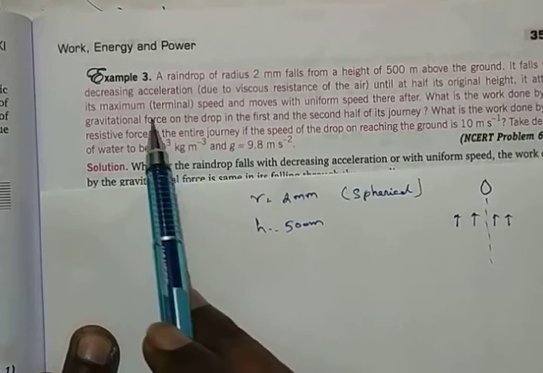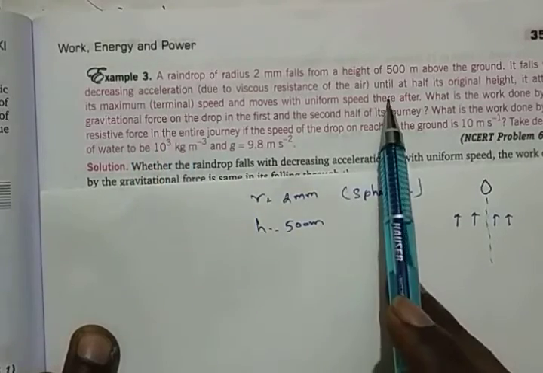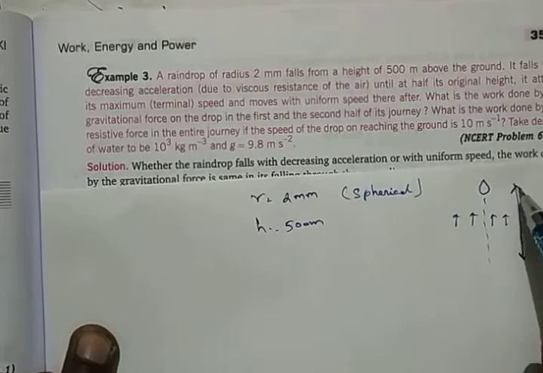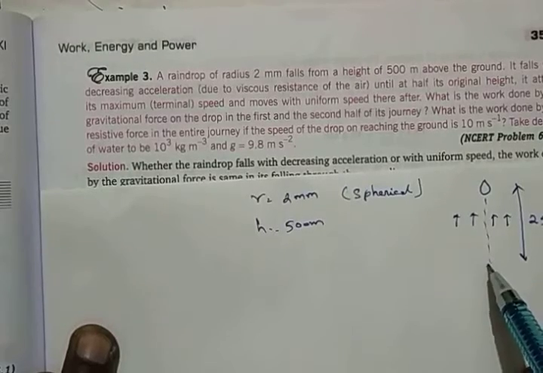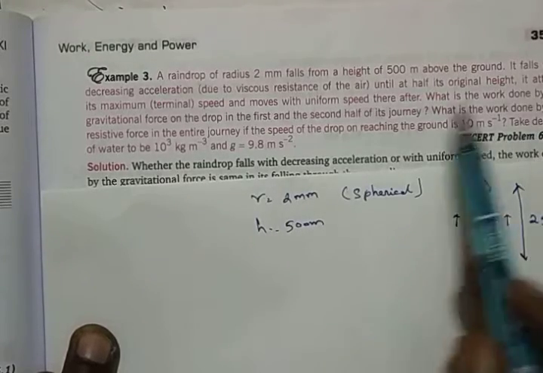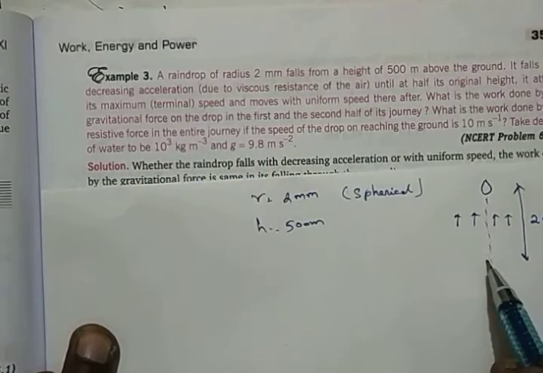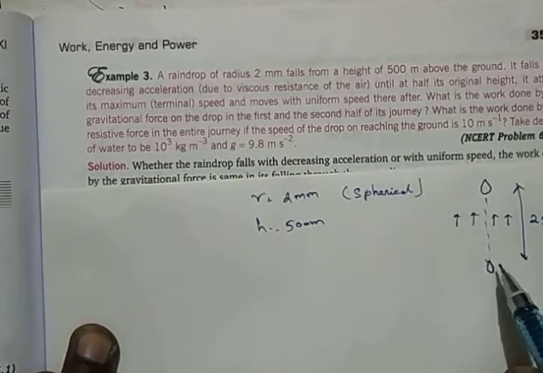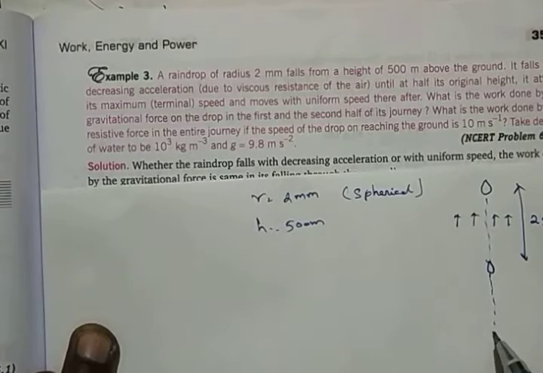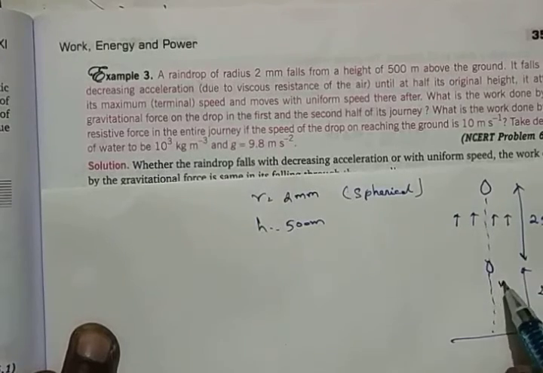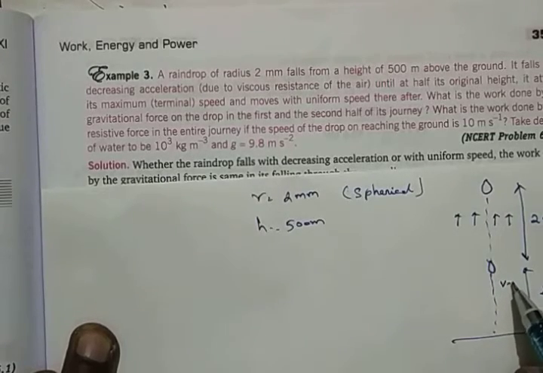So that means the decreasing acceleration is going to be there until half the height, which means 250 meters. It is decreasing, attains a maximum terminal speed and moves with uniform speed thereafter. That means after this, the raindrop comes down till the ground for the next 250 meters with the same velocity. This velocity is called terminal velocity.